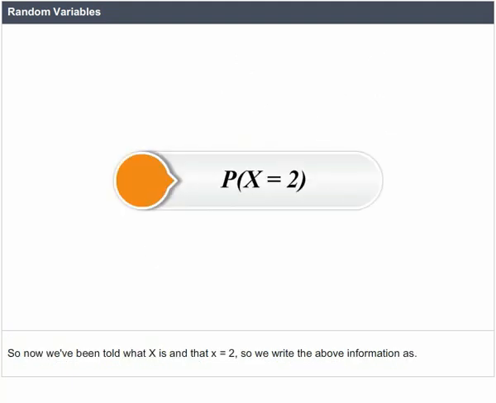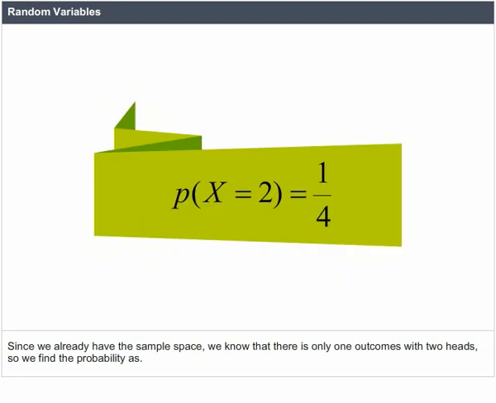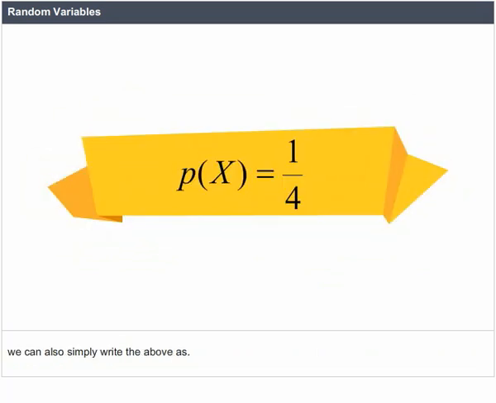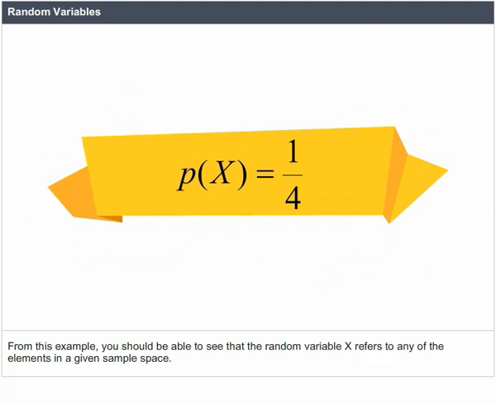So, now we have been told what X is and that X equals 2. We write the above information as probability of X equal to 2. Since we already have the sample space, we know that there is only one outcome with two heads. So we find the probability of X equal to 2 equals 1 divided by 4. We can also simply write the above as P of X equal to 1 by 4. From this example, you should be able to see that the random variable X refers to any of the elements in a given sample space.